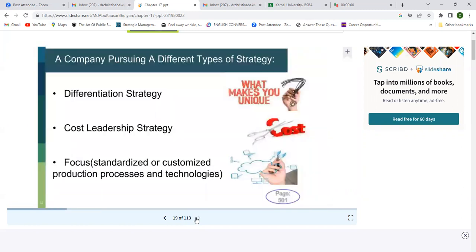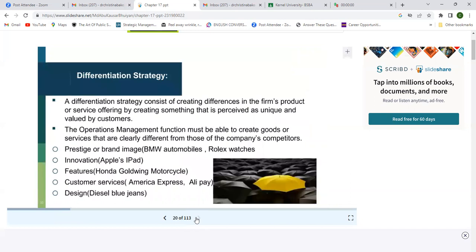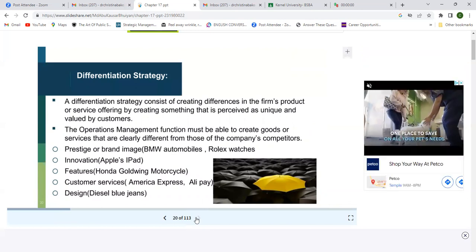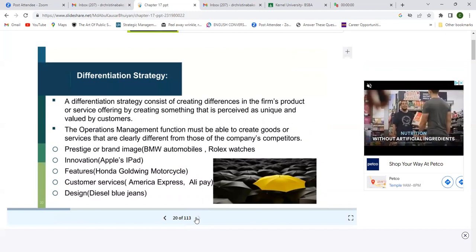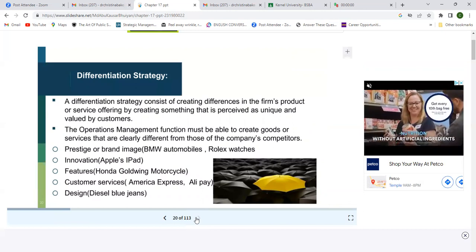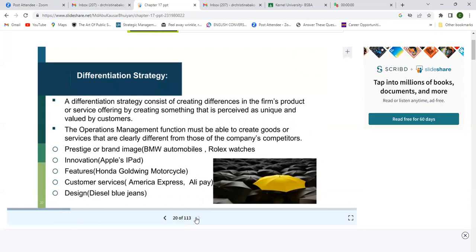Differentiation strategy, cost-effective strategy, focus, standardization, customization, product, processes, and technologies. A differentiation strategy consists of creating differences in the firm's product or service offering by creating something perceived as unique and valued by customers. Operation management must be able to create goods or services clearly different from those of the company's competitors. Examples: prestige brand image, BMW automobiles, Rolex watches; innovation, Apple iPad; features, Honda Goldwing motorcycle; customer service, American Express, Alipay; design, Diesel blue jeans.